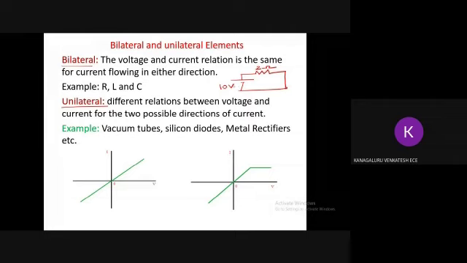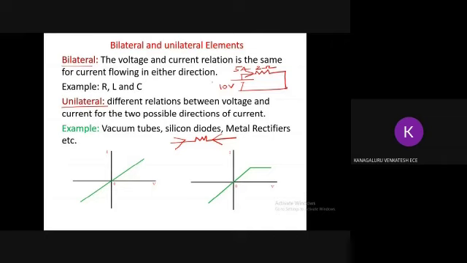Some 2. Can someone tell me what is the current flowing here? 5 amps. For example, for any component, you take any component. If the current flows in this direction and also flows in this direction, both are same, then that element is nothing but a bilateral element. The voltage and current relation is same for the current flow in either direction.